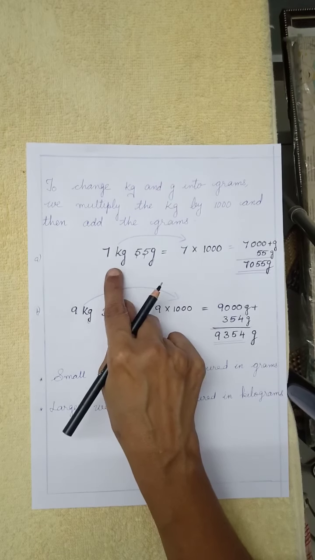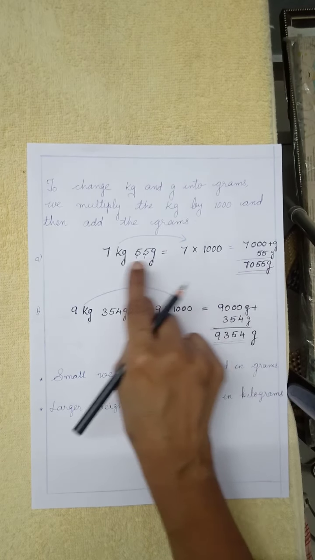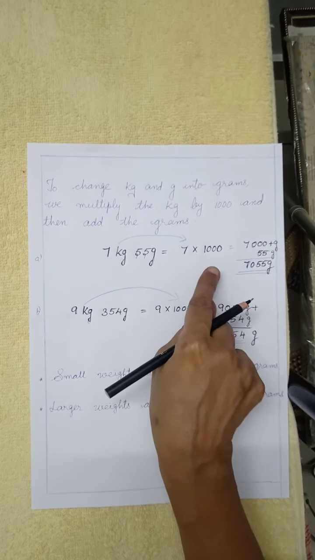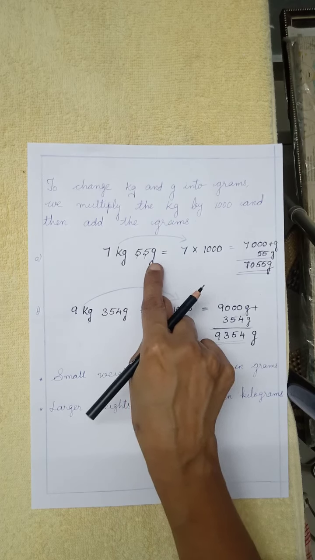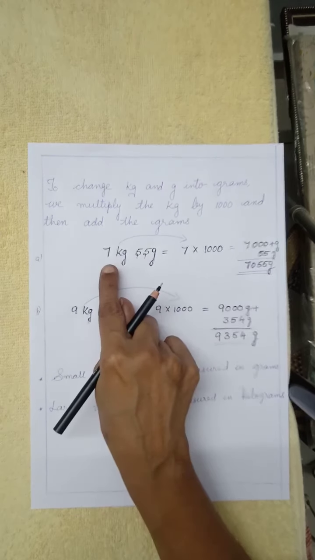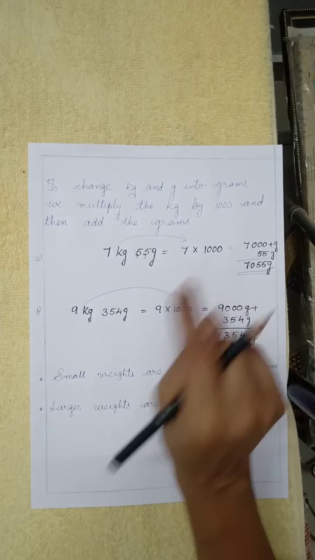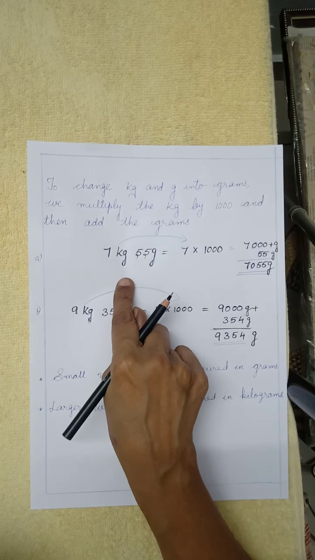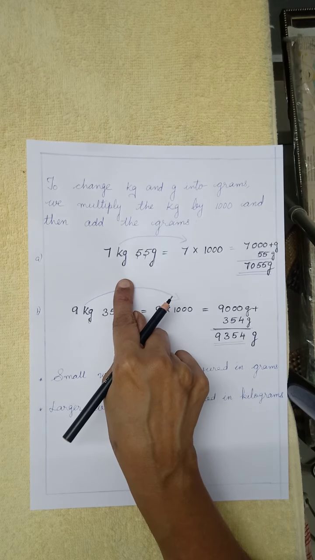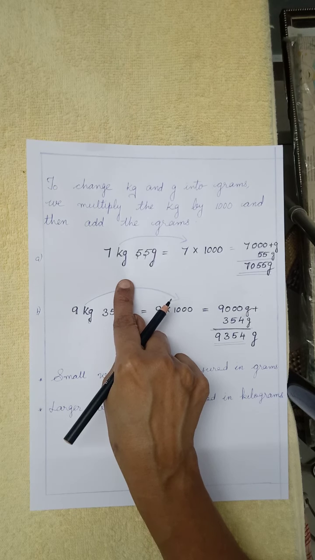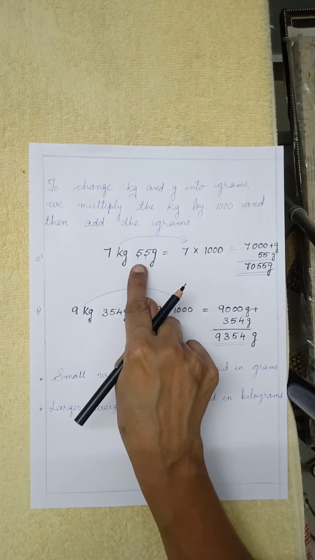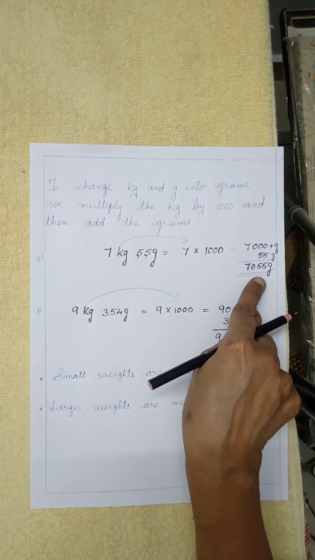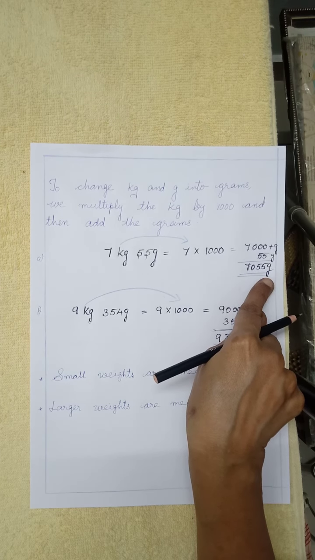So to change kilogram and gram into grams, we multiply the kilogram by 1000 and then add the grams. For example, 7 kg 55 grams equals dash grams. So first convert 7 kg into grams. To change kilogram into gram, we multiply by 1000. So 7 into 1000, 7000, plus already we have 55 grams. So 7000 plus 55, 7055 grams.